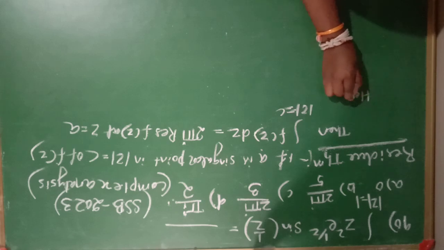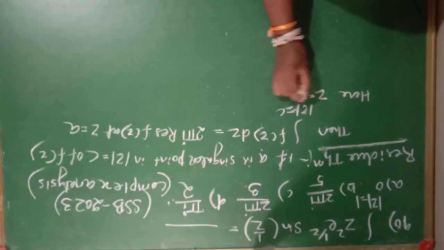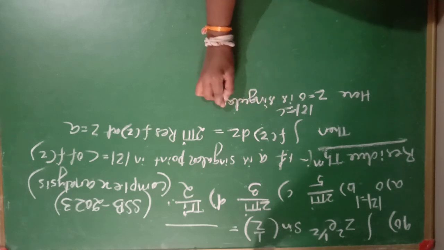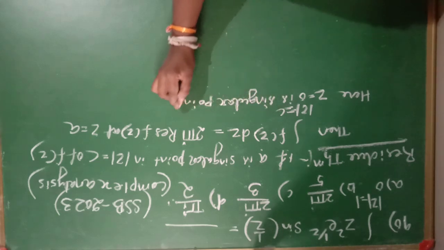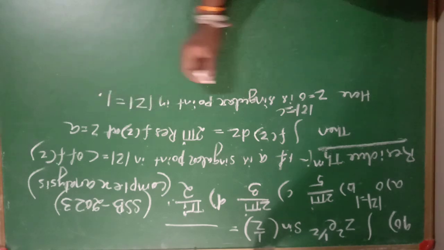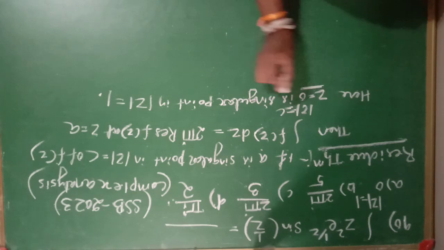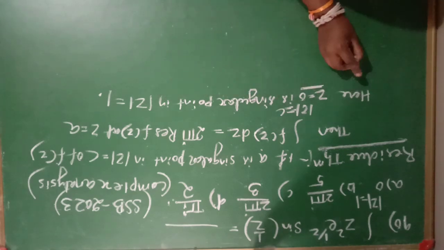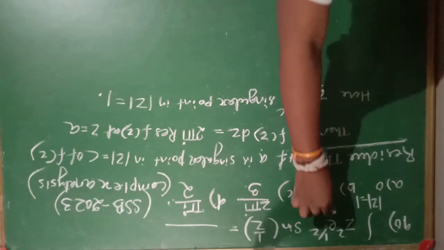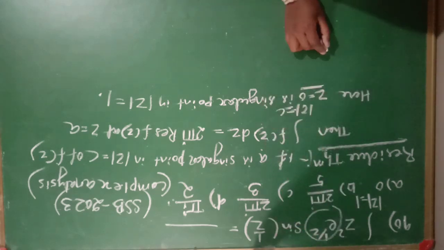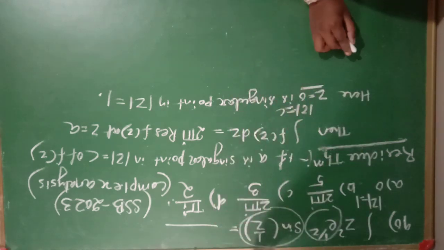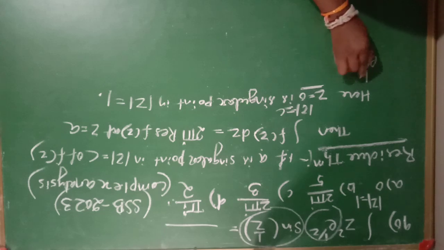Here z equals 0 is the singular point in mod z equals 1. First we have to find the series form of e to the power 1 by z and the Taylor series form of sin 1 by z.